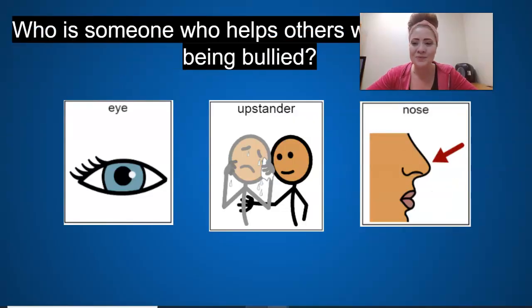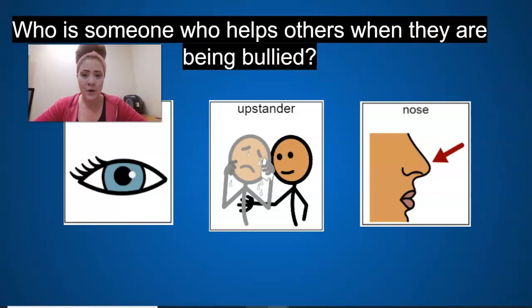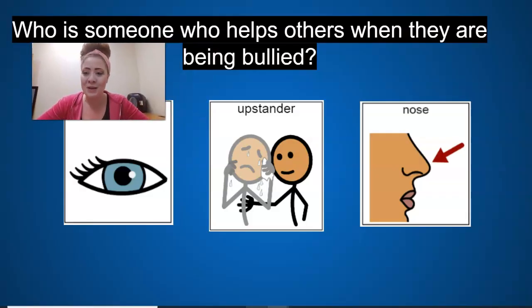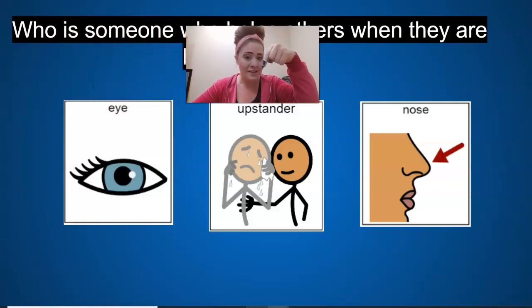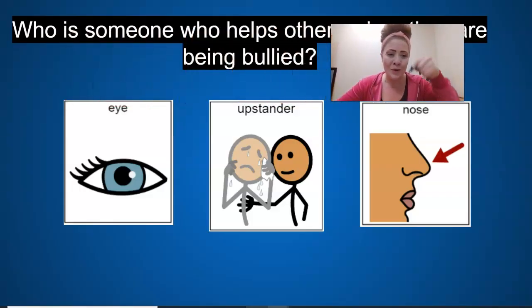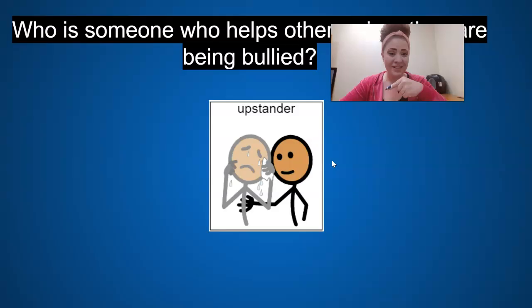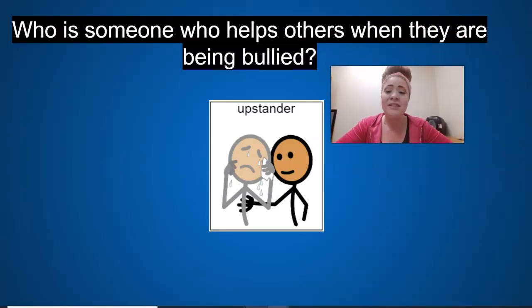Question number 2. Who is someone who helps others when they are being bullied? Is it eyes, an upstander, or nose? Which one? Did you say upstander? If you said upstander, great job. An upstander is someone who helps others when they are being bullied.